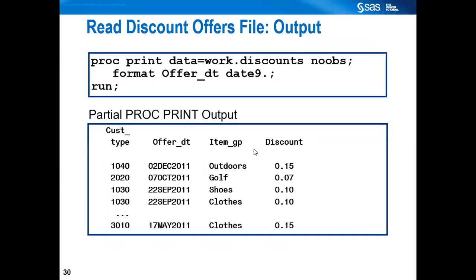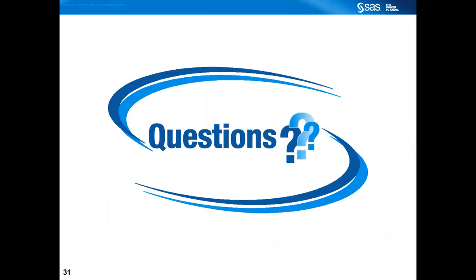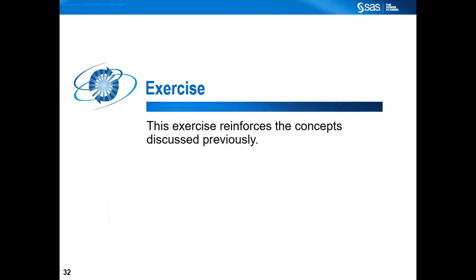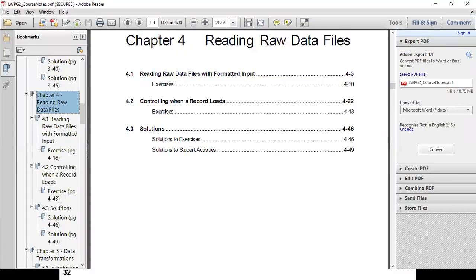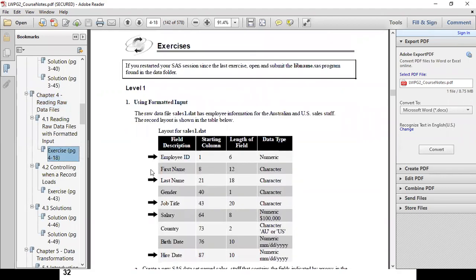So this is all. So let's have an exercise for this. So open your PDF, which we had read for the first raw file exercise. Come to level 1, which is on page 4-18. So it's telling on page 4-18, exercise number 1, level 1.